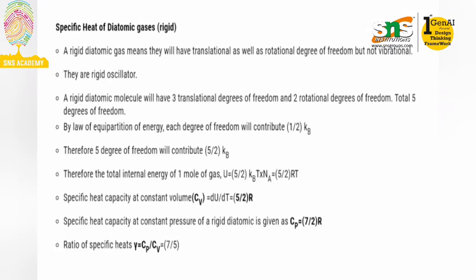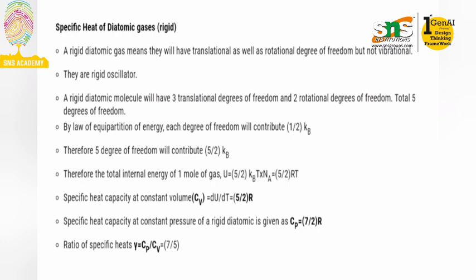Similarly, specific heat for diatomic gases, that is rigid. So rigid diatomic gas means there will be translational as well as rotational degrees of freedom, but not vibrational, as we already discussed in the previous video. So they are called rigid rotators. A rigid diatomic molecule will have 3 translation degrees of freedom and 2 rotational degrees of freedom, so total 5 degrees of freedom. By the law of equipartition of energy, each degree of freedom will contribute 1/2 kB T. So therefore 5 degrees of freedom will contribute 5/2 kB T.